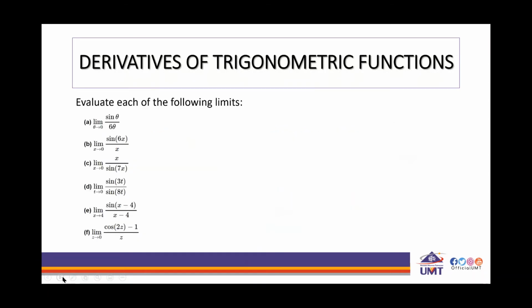Alright, so now, please evaluate each of the following limits. In this class, I will show you A to C. For your online homework, you will need to do D to F. Okay, students? So now, how to find the first one? Sin theta over 6 theta, given that the limit of theta approaching 0. How do we do this?